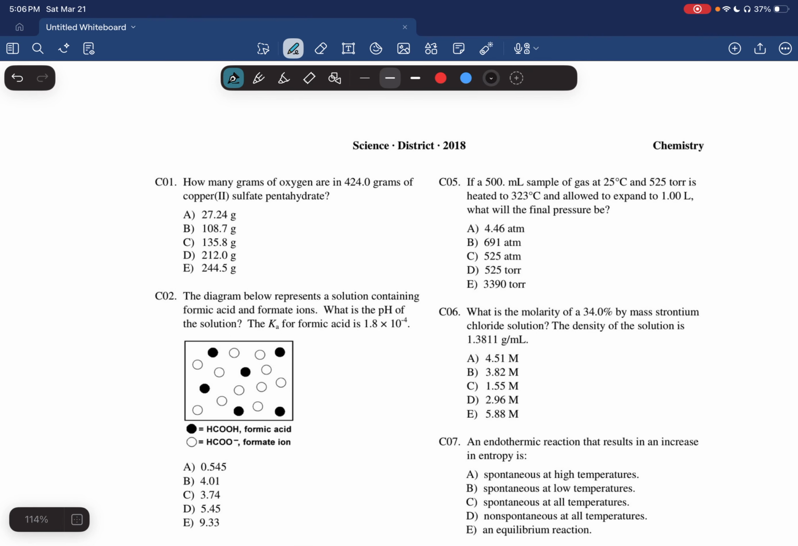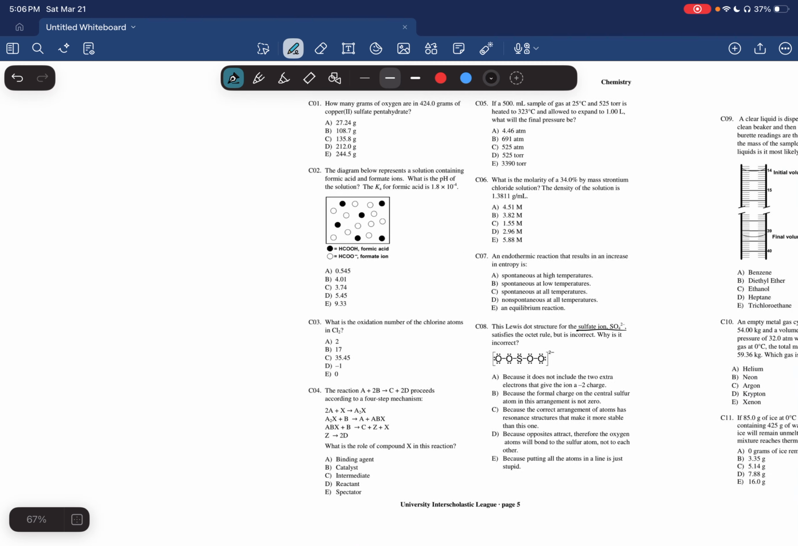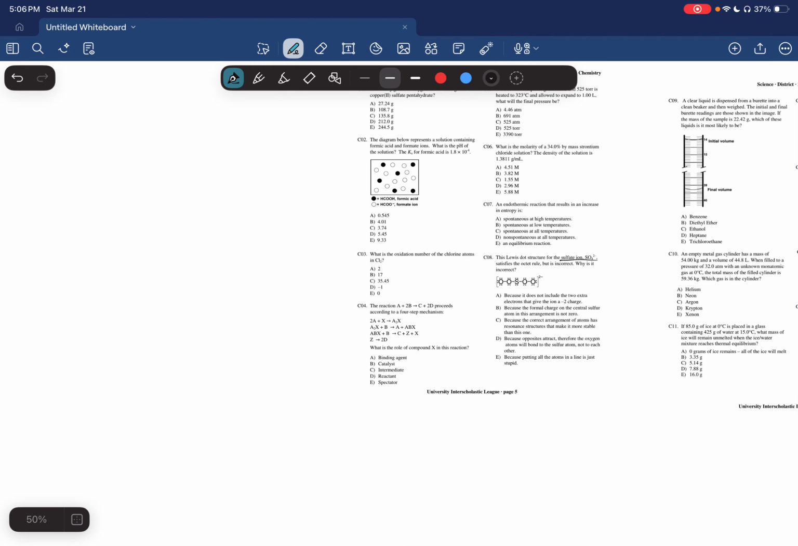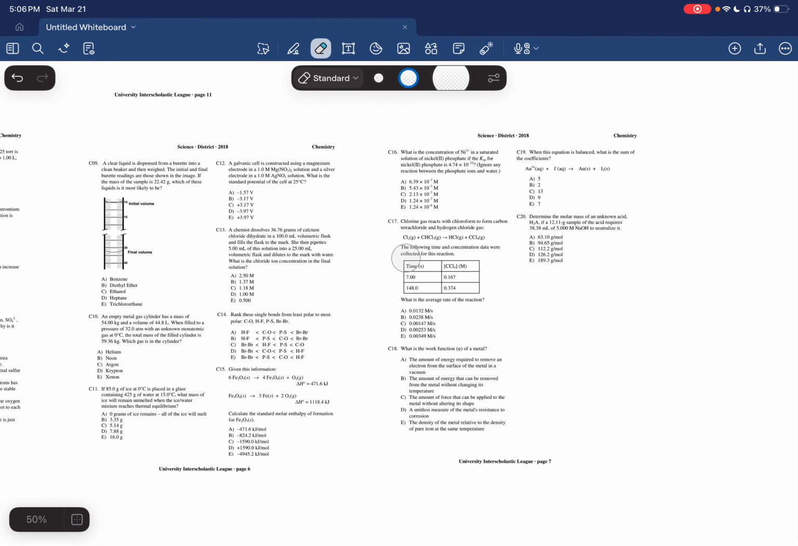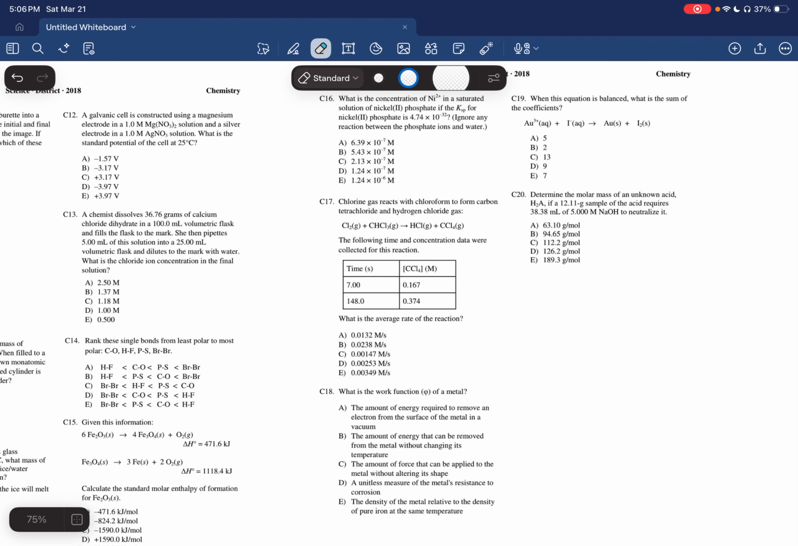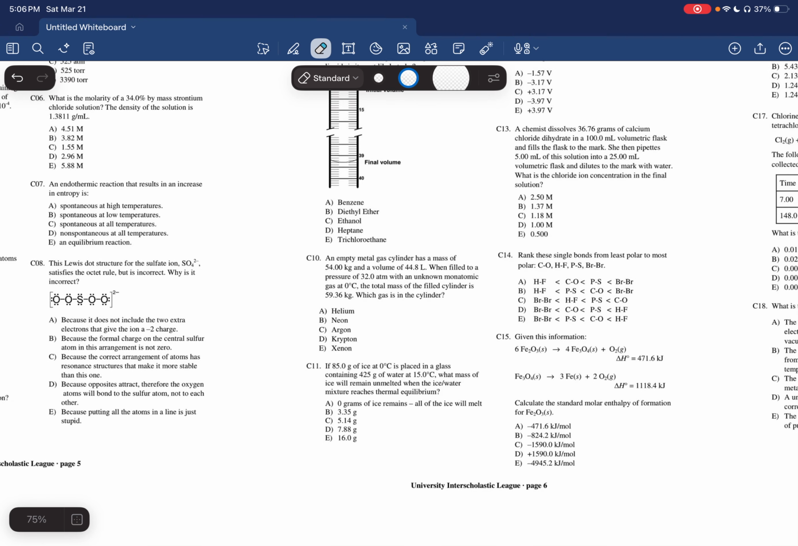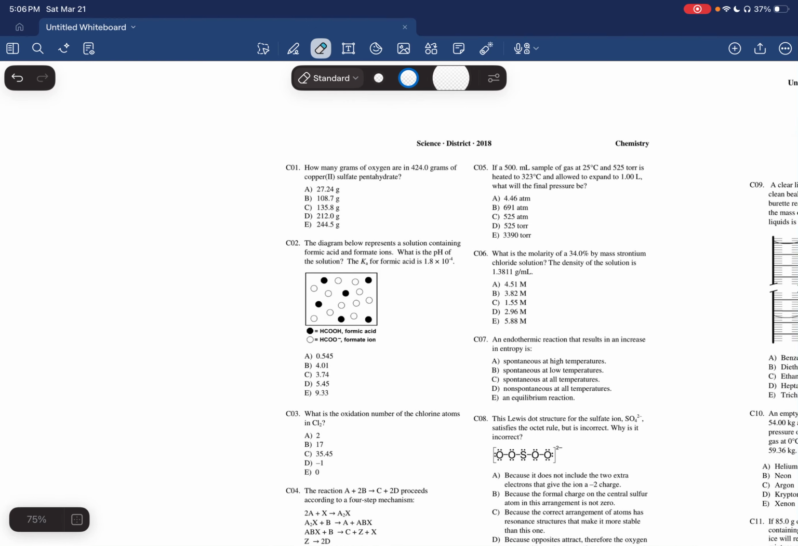All right, so today I wanted to go over the 2018 UIL Science District Test, specifically the chemistry section, and I'm going to try my best to make it as simple as possible. This test, I already did it. It's not too bad. There's a few acids and bases questions, which I see people get wrong or struggle on a little bit, but let's get started.